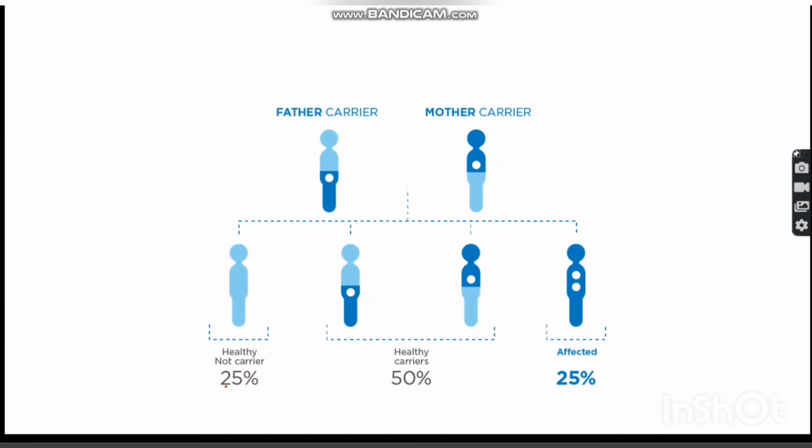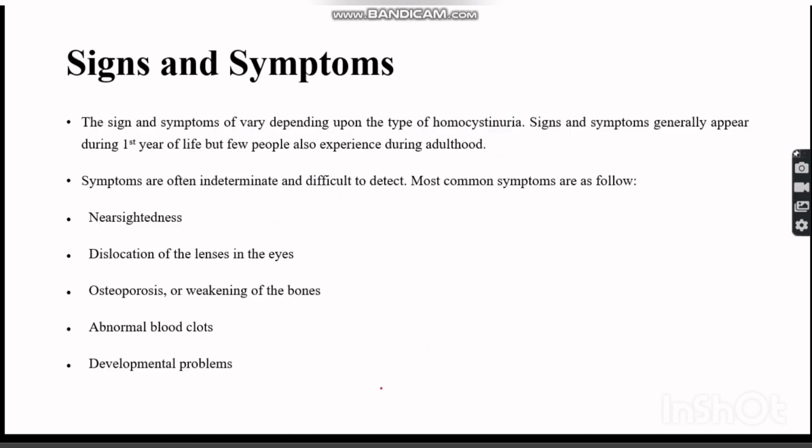So this is 50%, 25% child is healthy, 25% sorry, affected, and 50% healthy. Signs and symptoms include nearsightedness, dislocation of lenses in the eyes, osteoporosis or weakening of bones, abnormal blood clots, developmental problems.